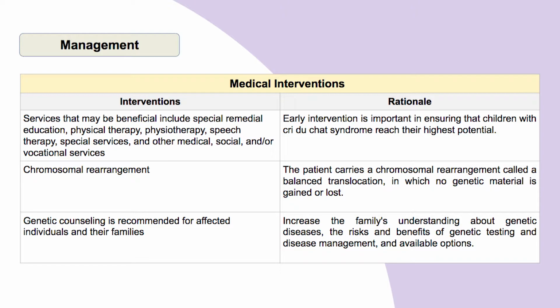We also have chromosomal rearrangement. The patient carries a chromosomal rearrangement called a balanced translocation, in which no genetic material is gained or lost. Genetic counseling is also recommended for affected individuals and their families. It increases the family's understanding about genetic diseases, the risks and benefits of genetic testing and disease management, and available options.